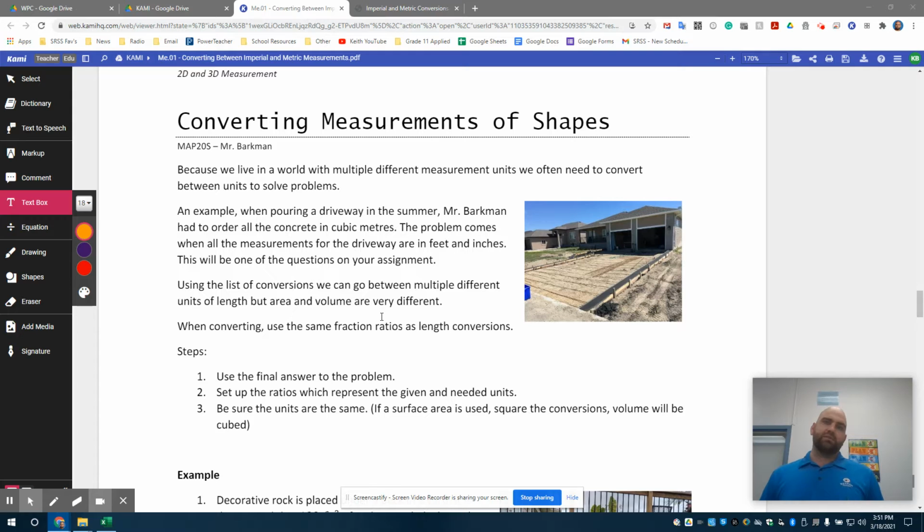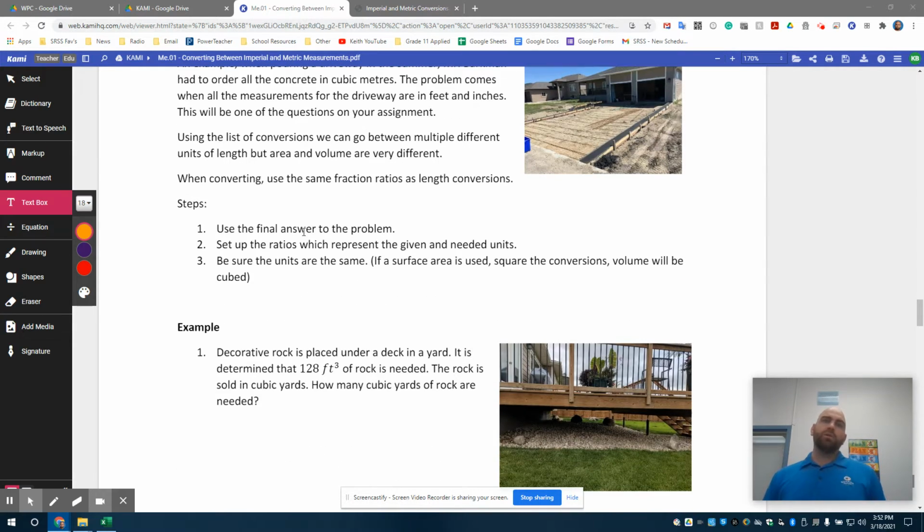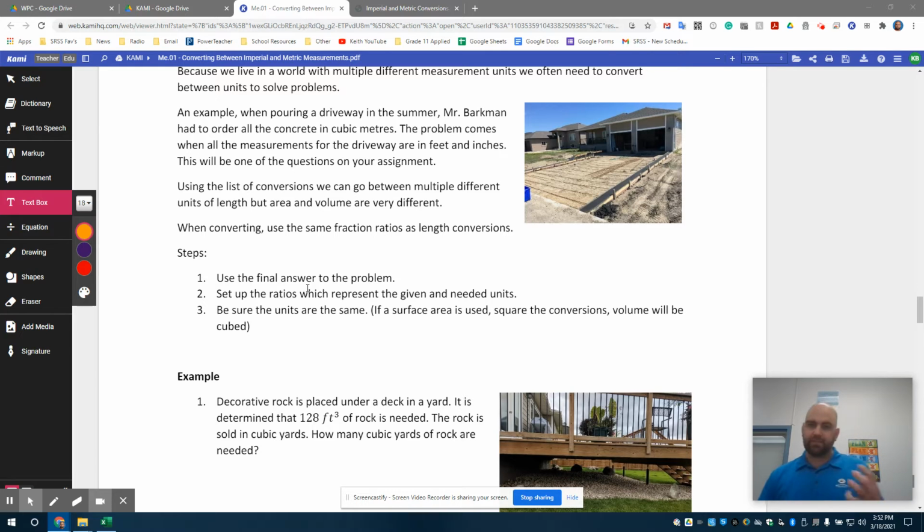Now, using the list of conversions, we can go between multiple different units of length, but area and volume are very different. When converting, we use the same fraction ratios as length conversions, except that we need to do something different with the numbers. We're going to use the final answer to the problem as our initial step, the value that we want to convert. We're going to set up the ratios which represent the given and needed units, and we're going to make sure that the units are the same. If surface area is used, we're going to square the conversions. If volume will be used, we will cube the conversions. It's important that we understand to do that.